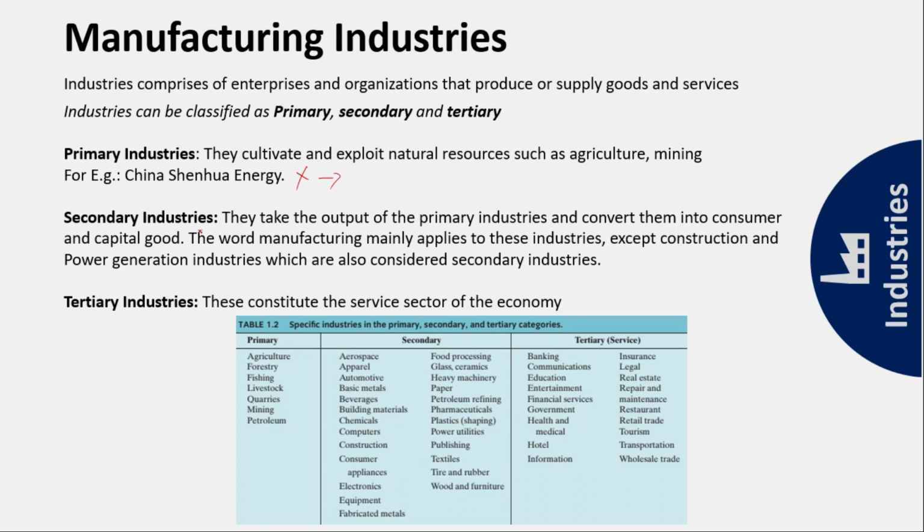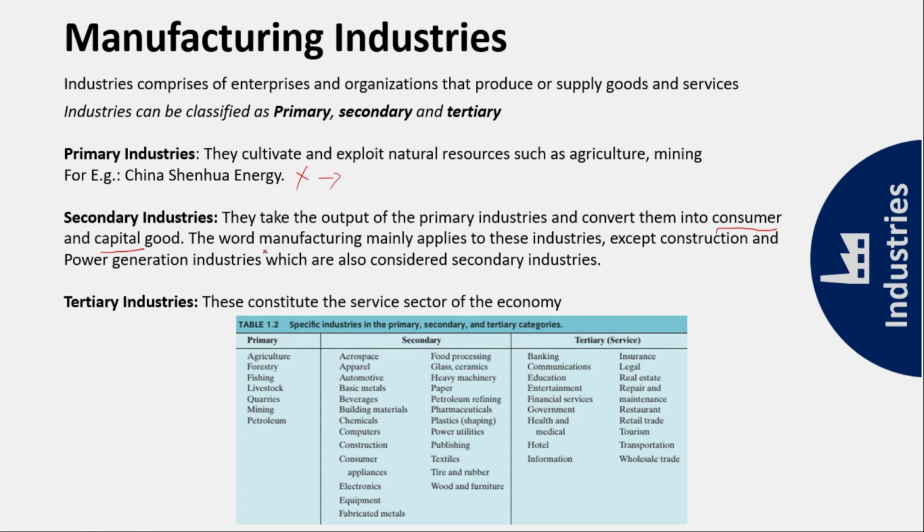Then we have the secondary industry. Once we have, let's suppose, any natural resource extracted out from the earth, it goes into the secondary industry. They take the output of the primary industry and convert it into consumer and capital goods. So the secondary industry makes two types of products, either consumer goods or capital goods. I will discuss what these two are. The word manufacturing mainly applies to these industries.